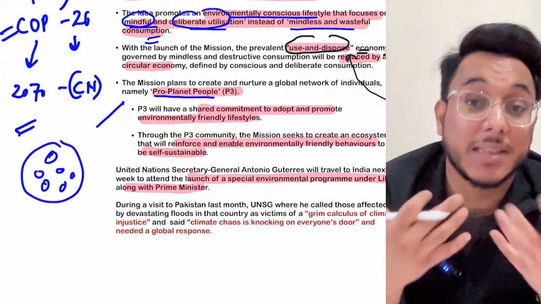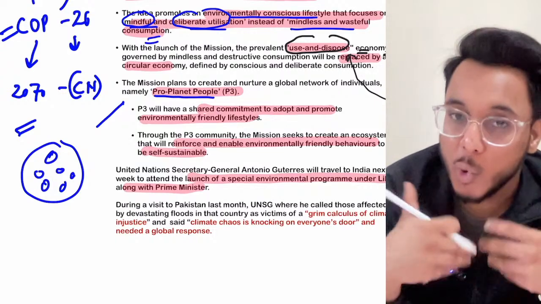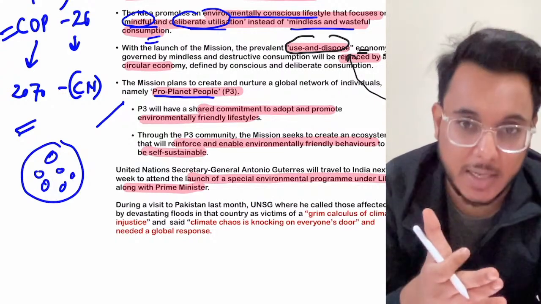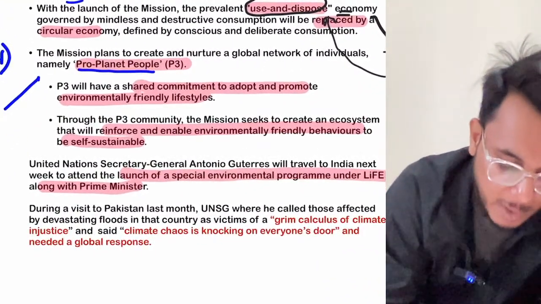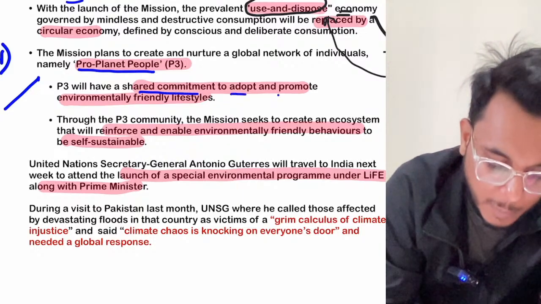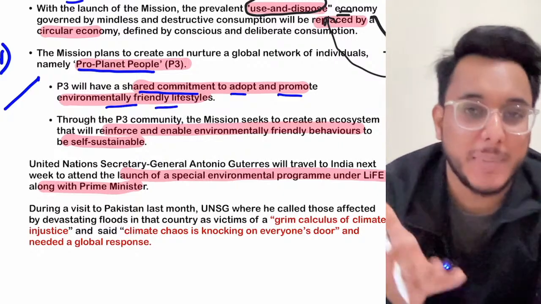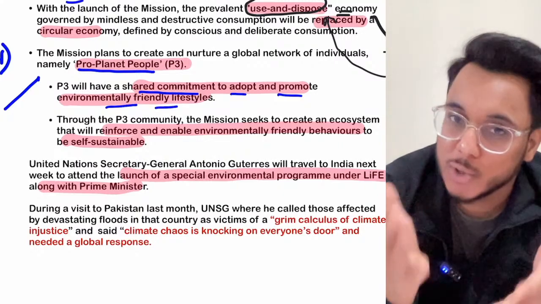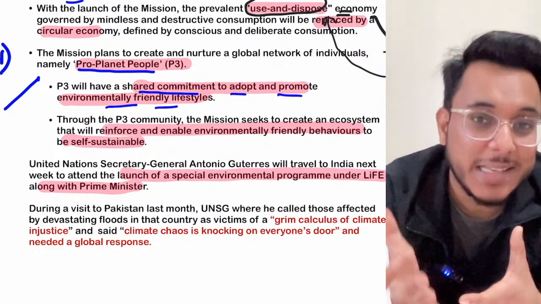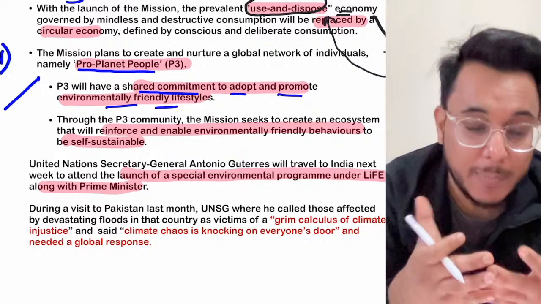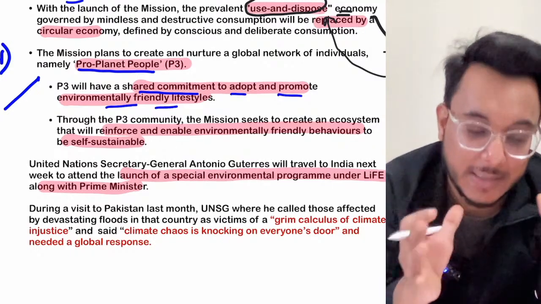For example, there were the Satyagrahis. Now, who were the Satyagrahis? Satyagrahis were the people who carried forward the idea of Satyagraha. So these P3 pro-planet people will be the people who have a shared commitment. They will adopt and promote environmentally friendly lifestyles. You might have heard about PETA, People for the Ethical Treatment of Animals. The PETA volunteers go to different people and persuade them to please be vegan and all such things. So P3 people will nudge people and convince them that they should adopt environmentally sustainable lifestyles.